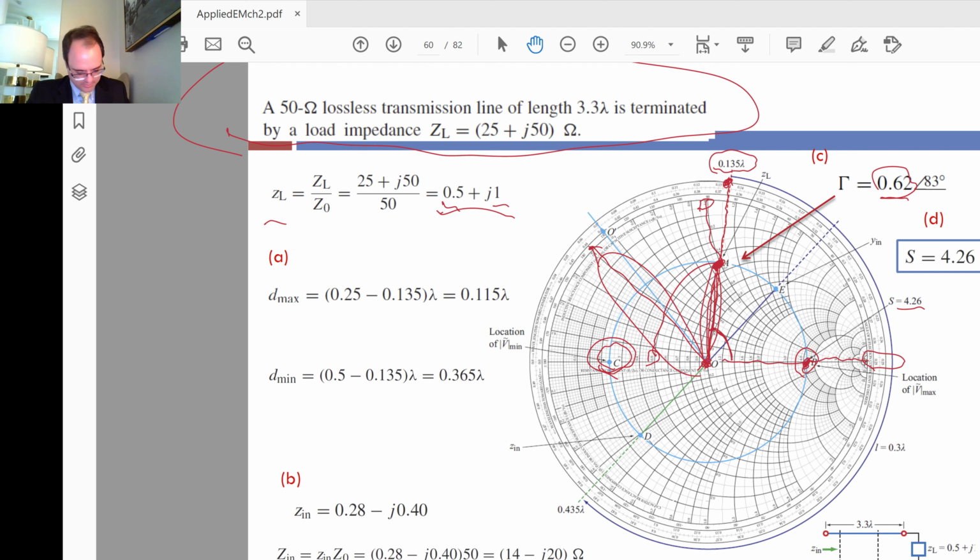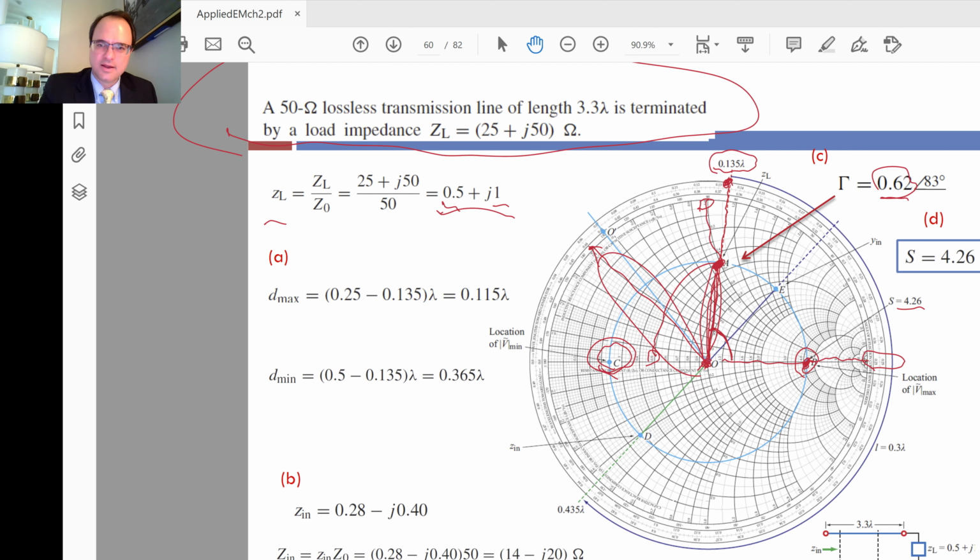D asks for the input impedance of the line. That means we go all the way to the end of the line, all the way down to 3.3 lambda down the line, and we find what the input impedance is. To do that, we say, okay, well, 3.3 lambda.